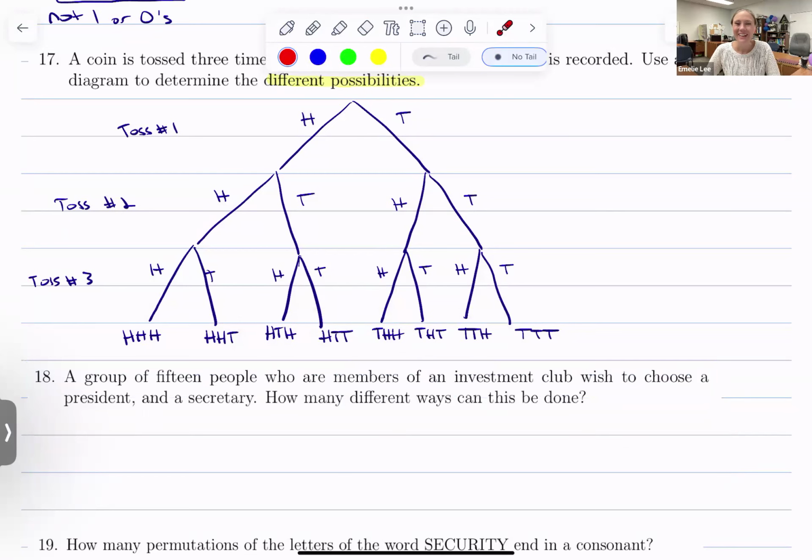Okay. The sets and counting section is always way faster than the financial math.